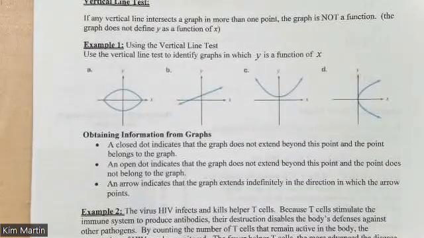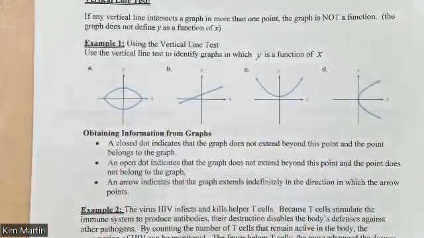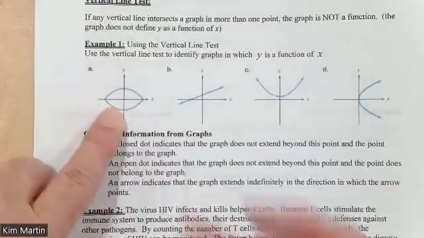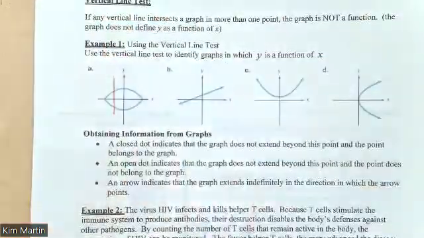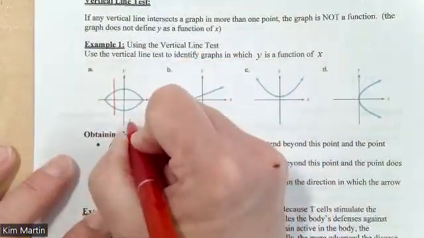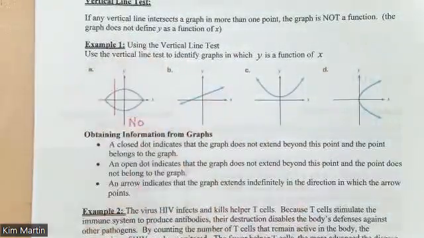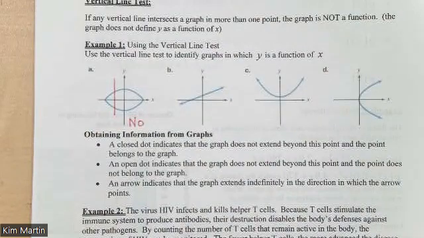Vertical line test, I've already talked about that. If any vertical line intersects a graph in more than one point, the graph is not a function. It can only cross in one thing. So right here, tell me, is this a function? No. See how I hit it in 2 points? It doesn't matter where I draw my line, it's always going to hit it in 2 points. So this one is no. Because it says use it to describe which one's a function, so I'm going to do no, yes and no.